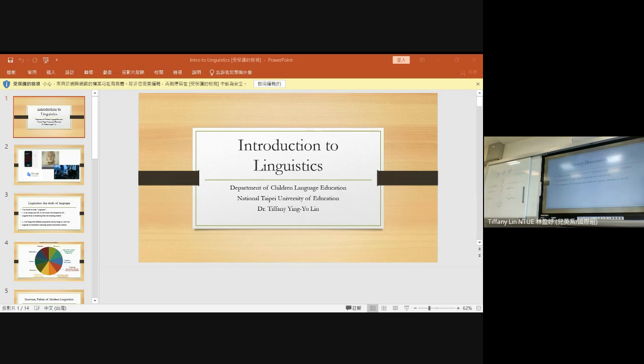Group one, please. Why is linguistics, the study of language, important in our life? I think that linguistics helps us understand the world. Because we can use linguistics to know different languages. So, yes, we can communicate with the people that didn't speak the same language with us. Okay, awesome. Very nice, thank you.